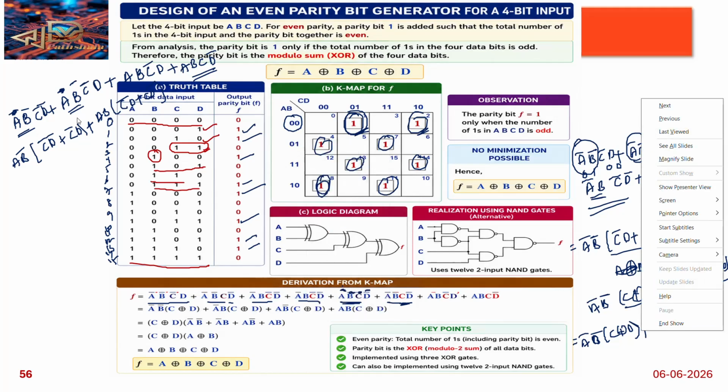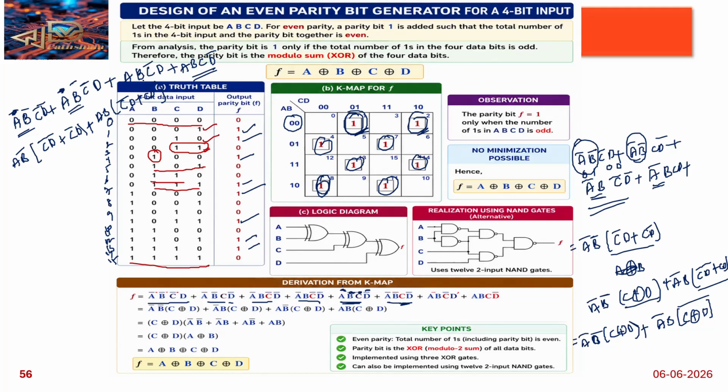See, 11 means what is the value? 1011, right? So then CD is the common. So A B bar C bar D bar means C exclusive OR with D whole bar, plus what is the other common variable? A B is the common, then C XOR D is the output. Okay, clear? Then C XOR D, C exclusive OR D.